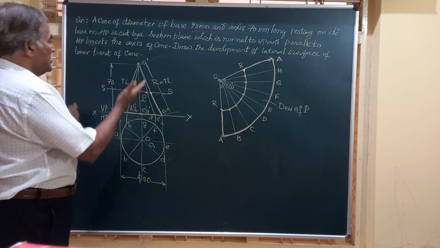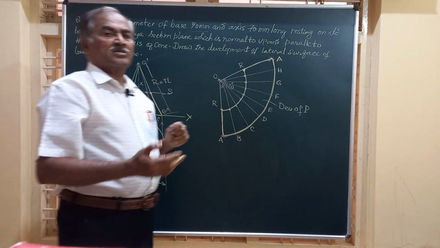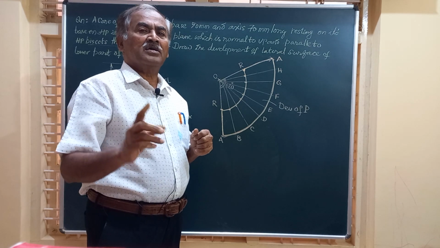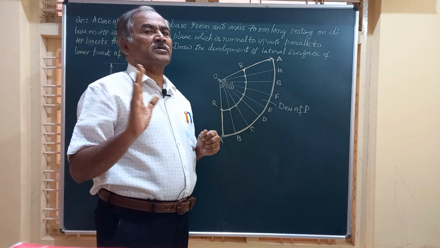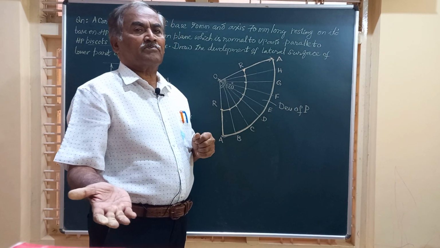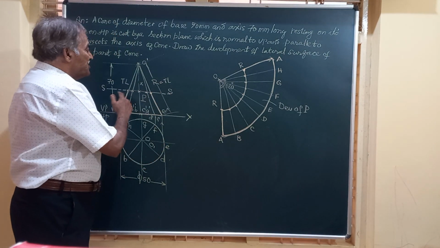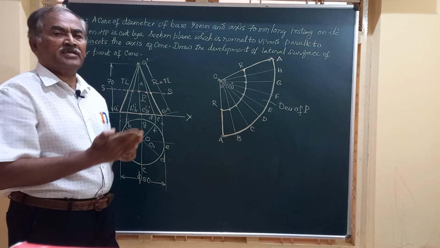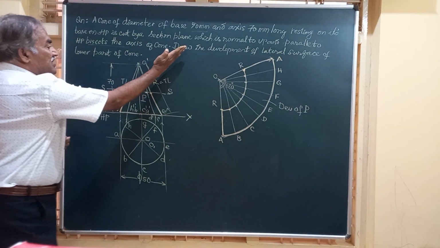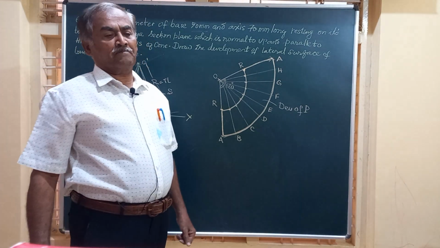Similarly, friends, if this cone is cut by an inclined section plane, the portion of the cone below that section plane is called a truncated cone. So you should know the difference between a truncated cone and a frustum of a cone. A frustum of a cone is obtained when the cone is cut by a horizontal section plane. A truncated cone is obtained when it is cut by an inclined section plane, which is normal to VP.